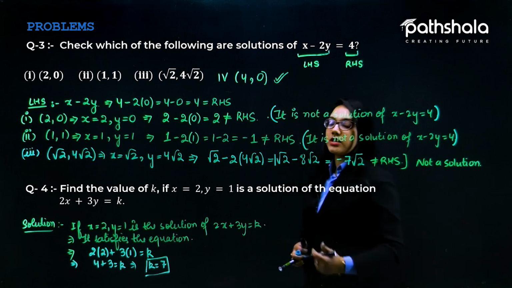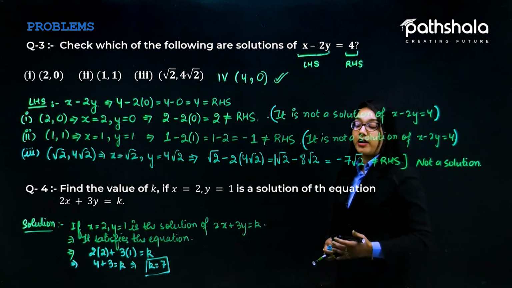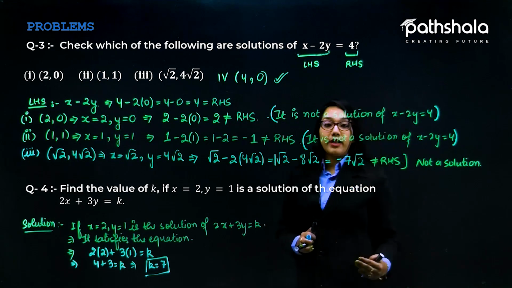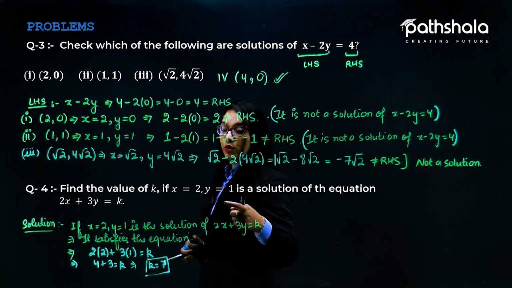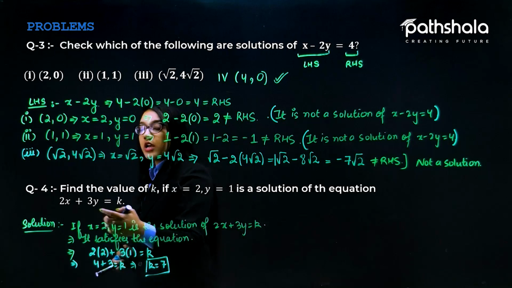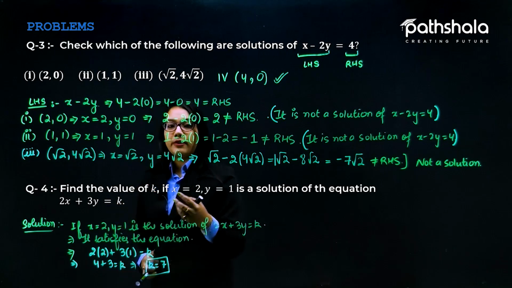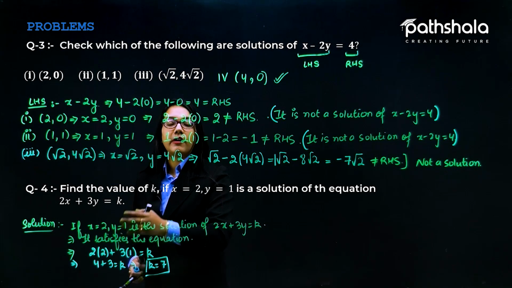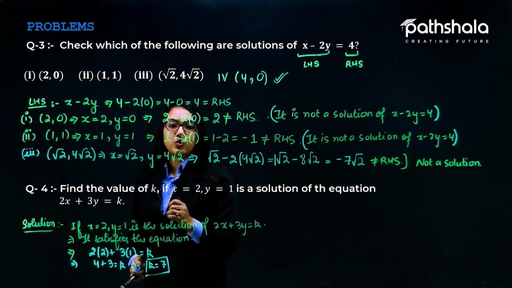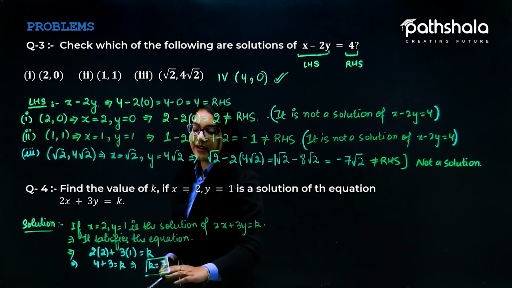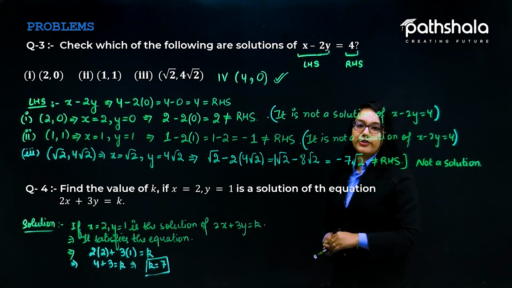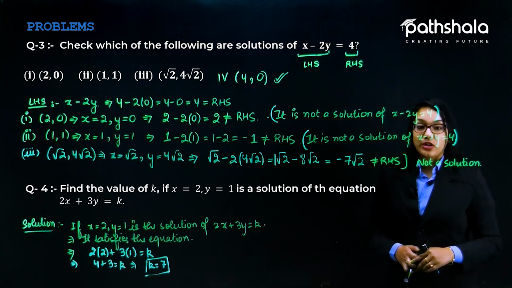This is the solution for the second part. We just wanted to find out the value of k, because it is already mentioned to us that x is 2, y is equal to 1 is a solution of this equation. If it is a solution, then it will definitely satisfy this equation. Since it satisfies the equation, we plugged in the value of x as 2 and y as 1, and at the end we are getting k is equal to 7. So this is all about question number 3 and question number 4.